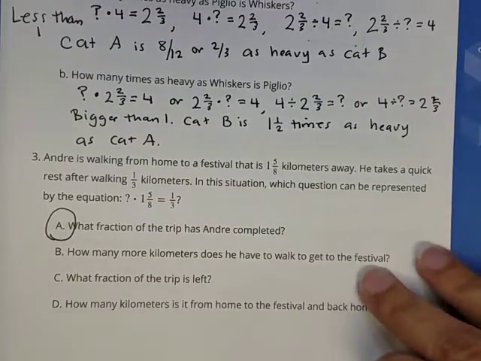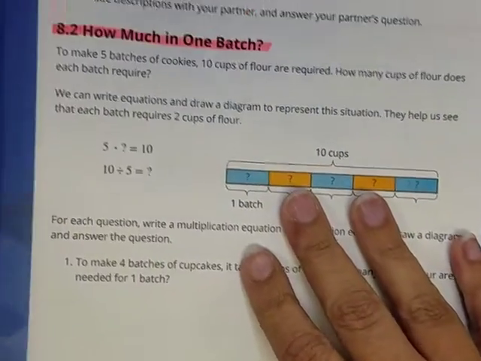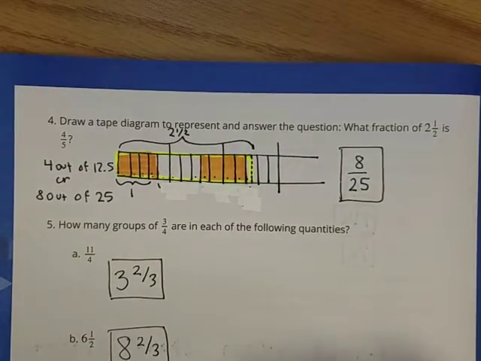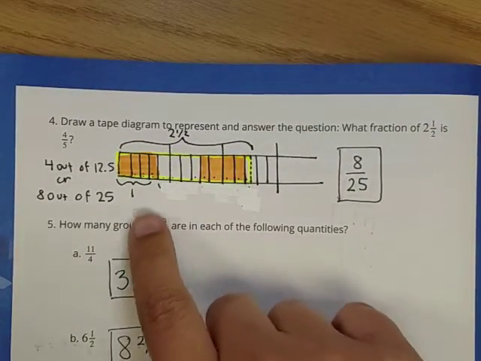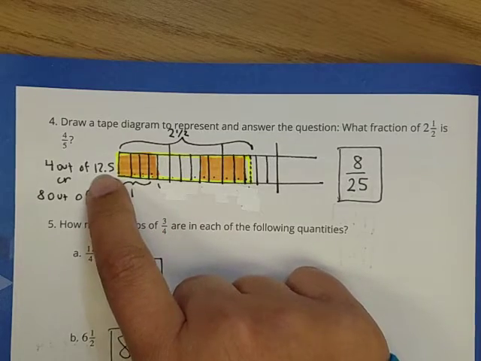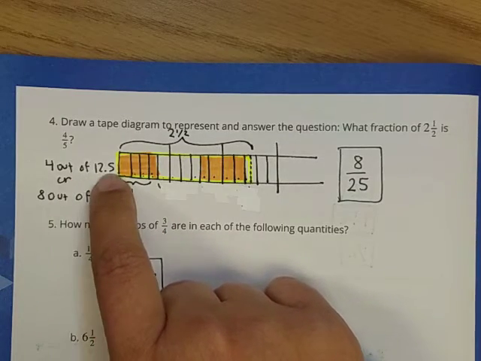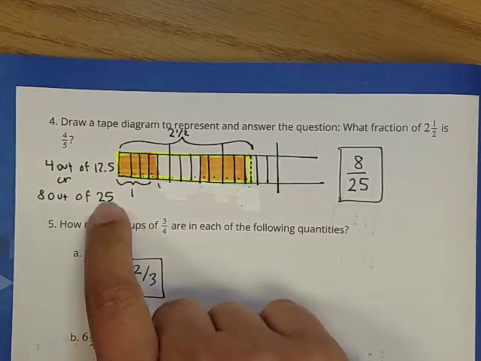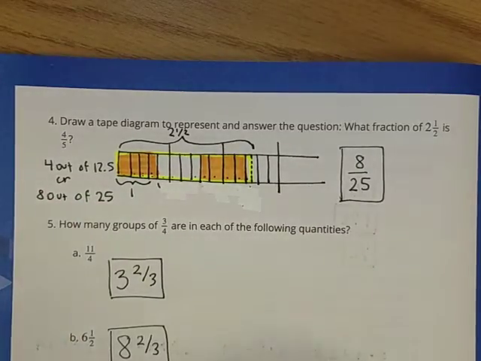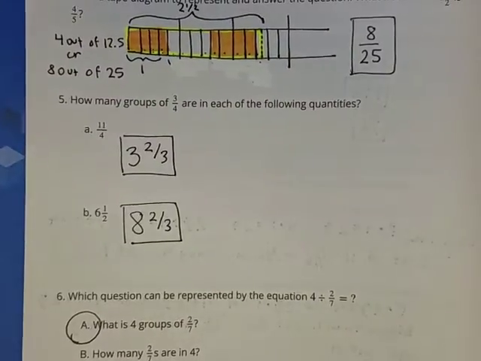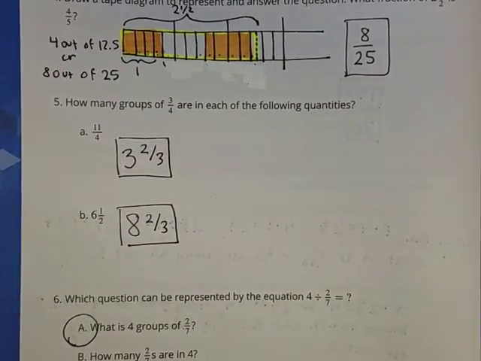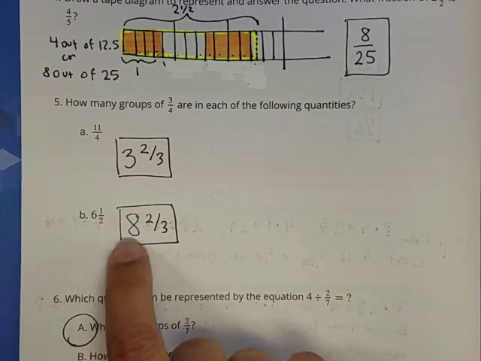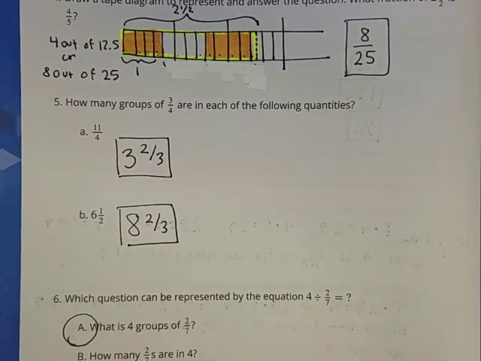Question 3, I got A. Question 4, my answer was I got 4 out of 12.5. Or, remember, you can't have a decimal or a fraction within a fraction, so then I just doubled it and said it's 8 out of 25. So my answer is 8 out of 25. Question 5, I got 3 2/3 as my answer for A. 8 2/3 as my answer for B.